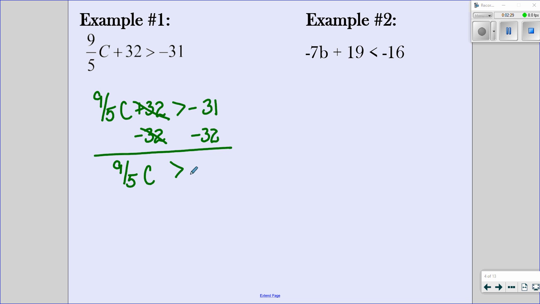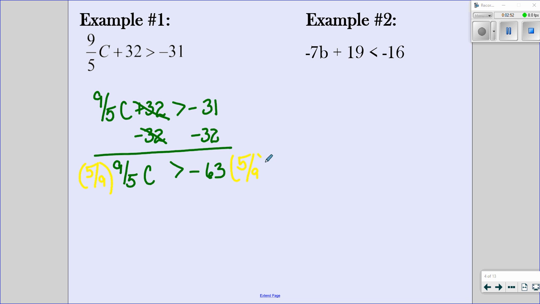And then I just add those two since they both have negative, same sign. You add them. So it would be negative 63. And now I need to either divide by 9/5 or multiply. But I'm going to multiply by the reciprocal because that is way easier. So I'm doing the reciprocal of 9/5, which is 5/9.